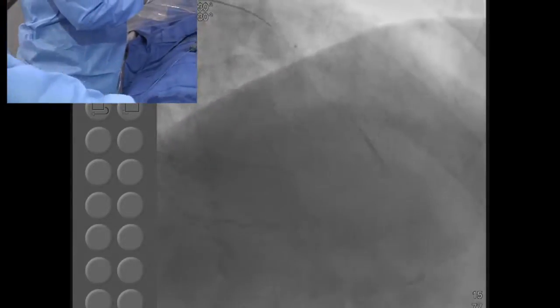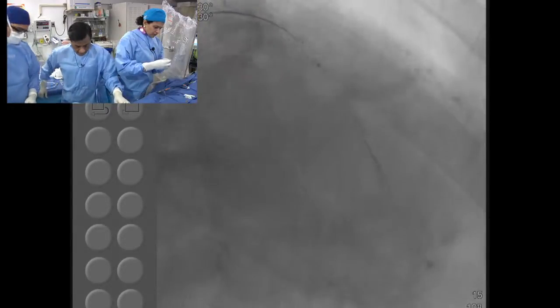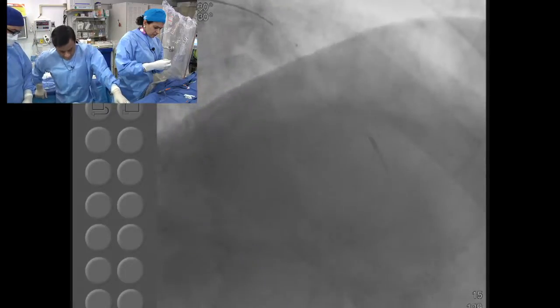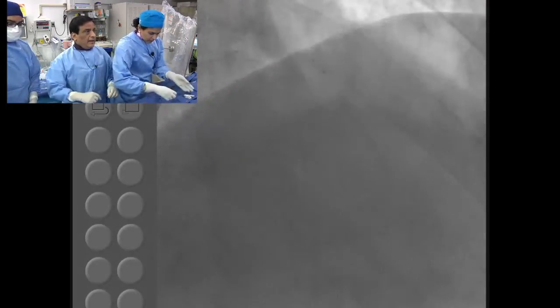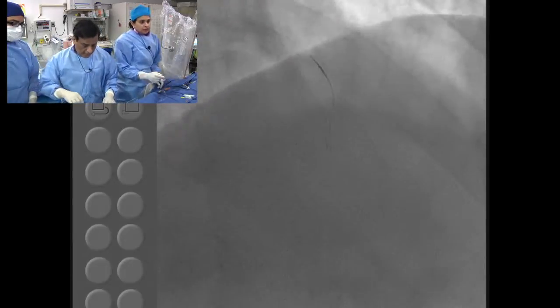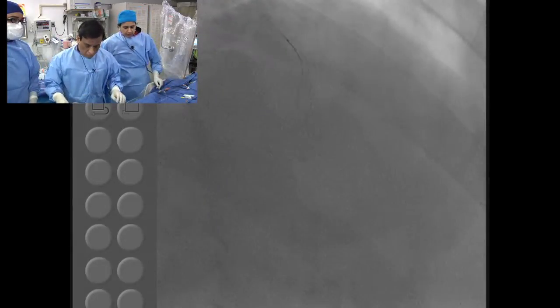In this kind of case, now there's no issue with subintimal tracking that you have gone further down. If you get good with a StingRay, this will be one of the uses of the StingRay needle, to get you to the true lumen.